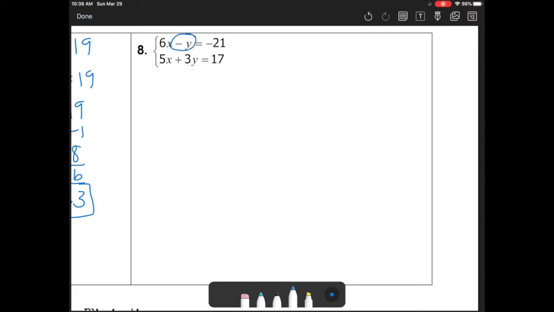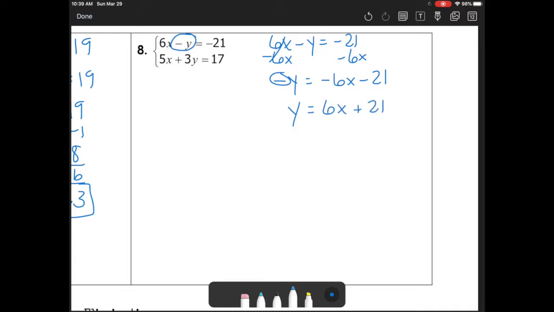6x minus y equals -21. Subtract 6x, excuse me, on both sides. Negative y equals -6x minus 21. Now, I don't want negative y, I want positive y. So change the signs of all three terms. If negative y is -6x plus 21, then positive y is the opposite of that.